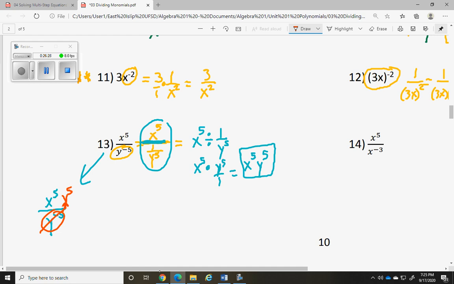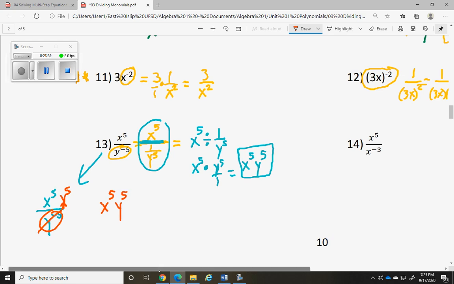The only reason why I want to move its location is because I really did the reciprocal. Do you see I just got the answer right away now? It's x to the 5th, y to the 5th. So let's try it again with number 14.